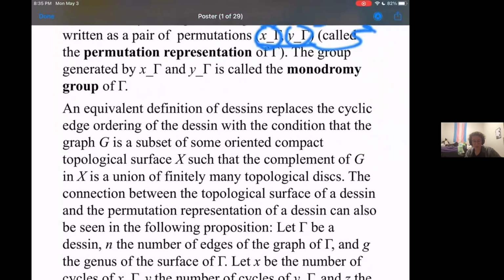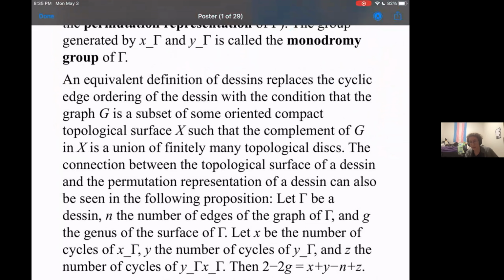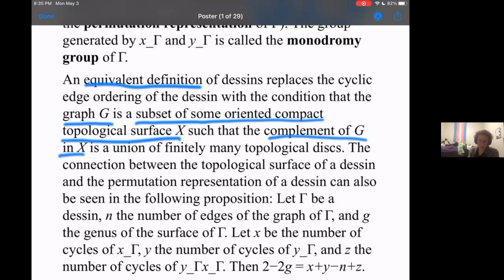Now, there is a second definition of Dessins as well. It winds up being equivalent to the first one. What this other definition says is that instead of the cyclic edge ordering, we can require that the graph formed by the Dessin is a subset of some oriented compact topological surface X, such that the complement of G in X is a union of finitely many topological disks.